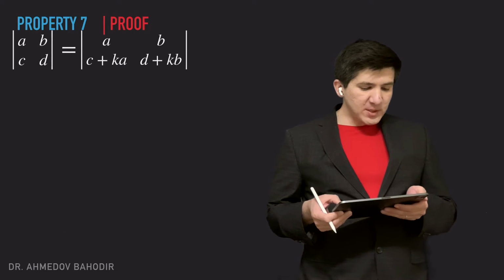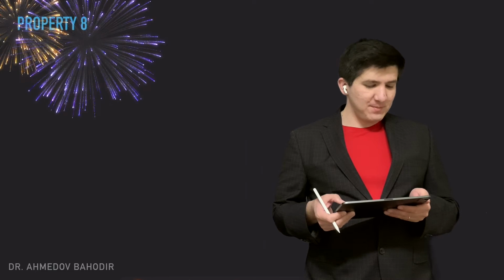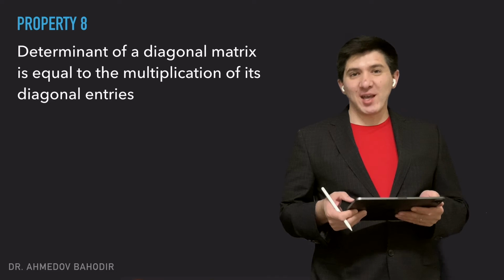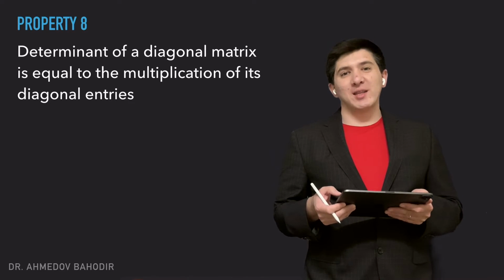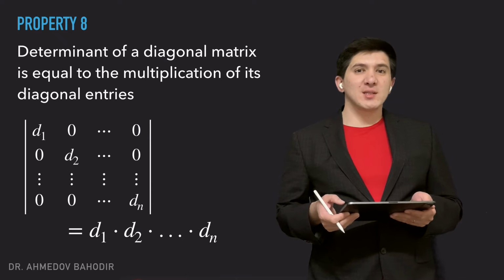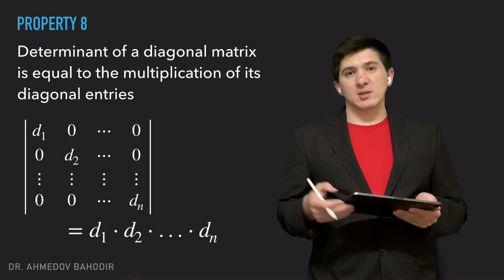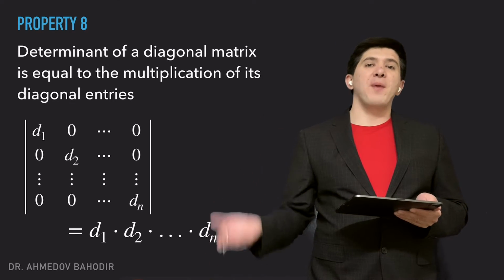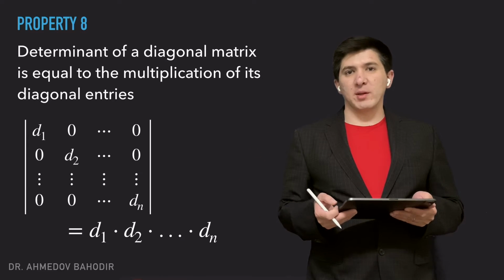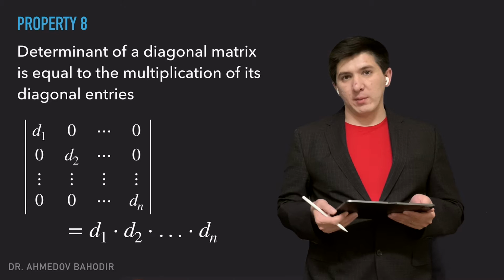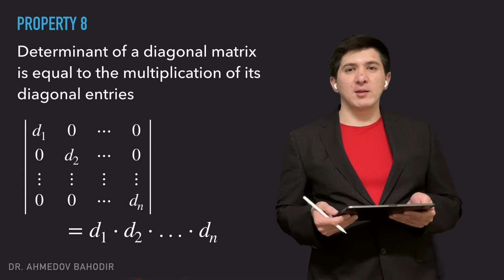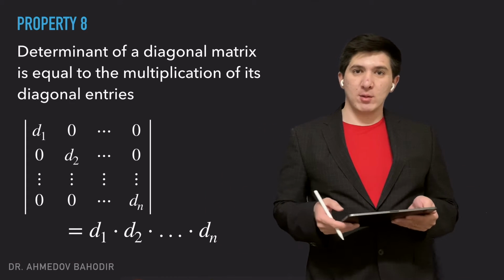Okay, so property number 8 is a fascinating, amazing property, which tells you that the determinant of a diagonal matrix is equal to the multiplication of its diagonal entries. If you remember, the diagonal matrix is a matrix whose entries below the diagonal and above the diagonal are all equal to 0. Then the determinant is just the multiplication of those entries on the diagonal. It means that if one of the entries on the diagonal is equal to 0, then the determinant of the whole matrix is equal to 0.